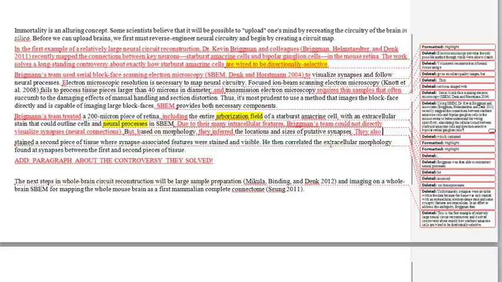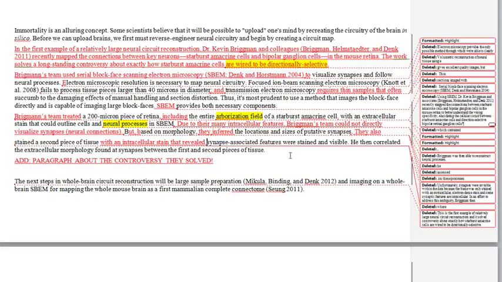They also stained a second piece of tissue with, and I'm going to add, they stained a second piece of tissue with an intracellular stain. I'm inferring this. I'm guessing that they must have used an intracellular stain because they were able to stain those intracellular features. So they also stained a second piece of tissue with an intracellular stain that revealed synapse-associated features.